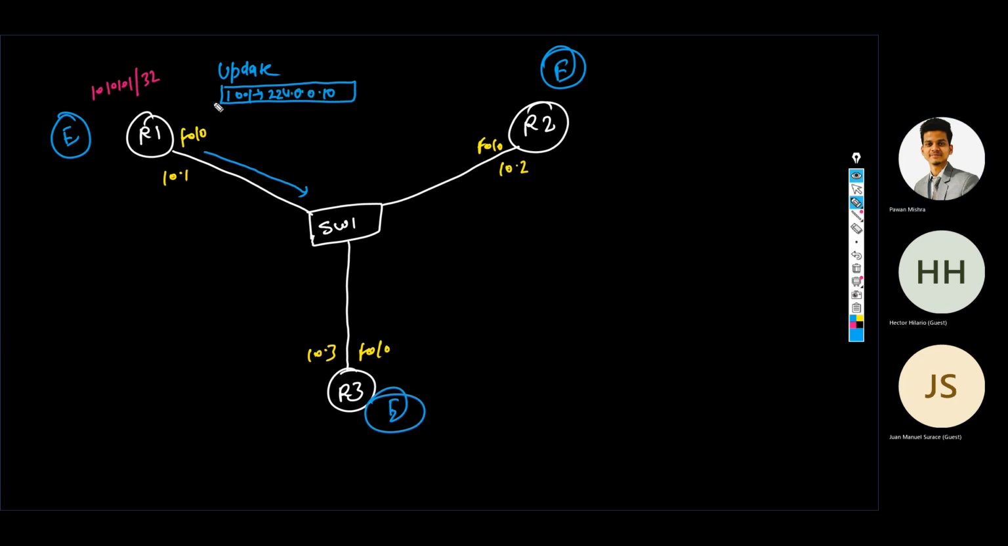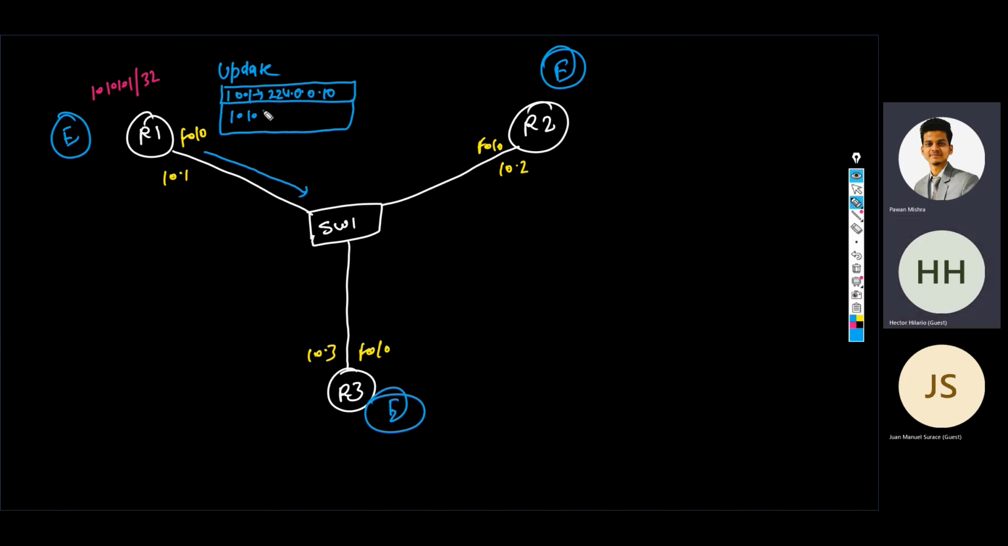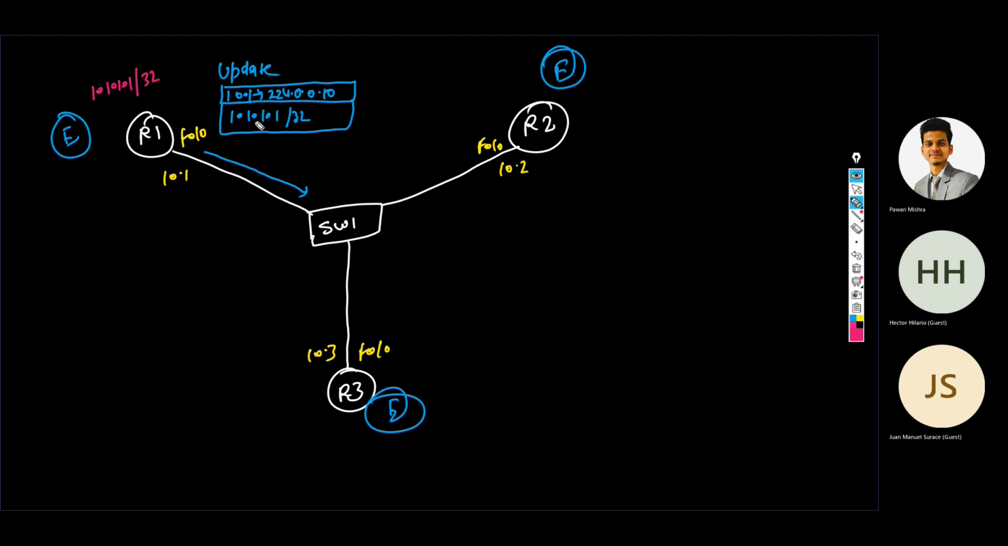Any doubt? And inside this update packet, we have the IP 1.1.1.1/32 because it's a classless routing protocol. That's why it will be sharing /32. So this is the update, right?